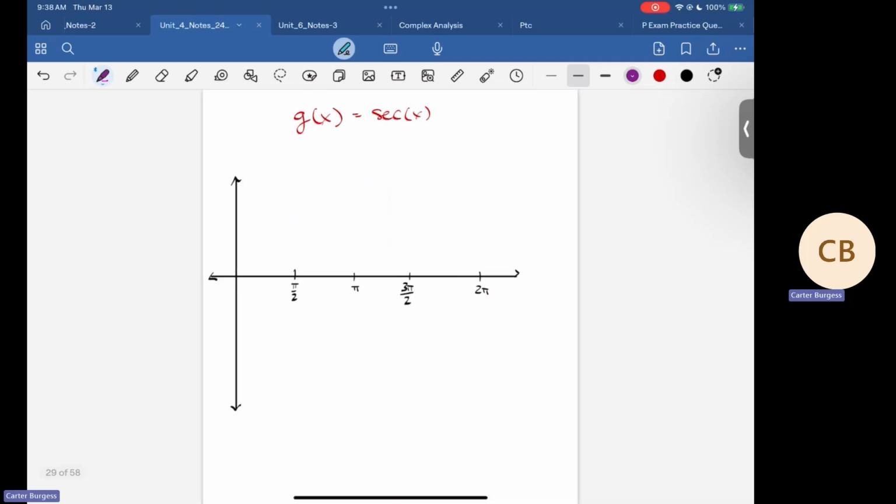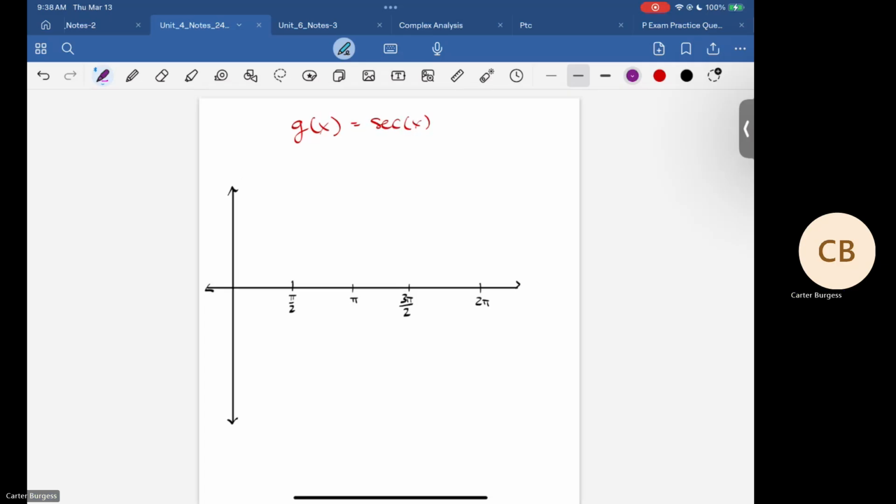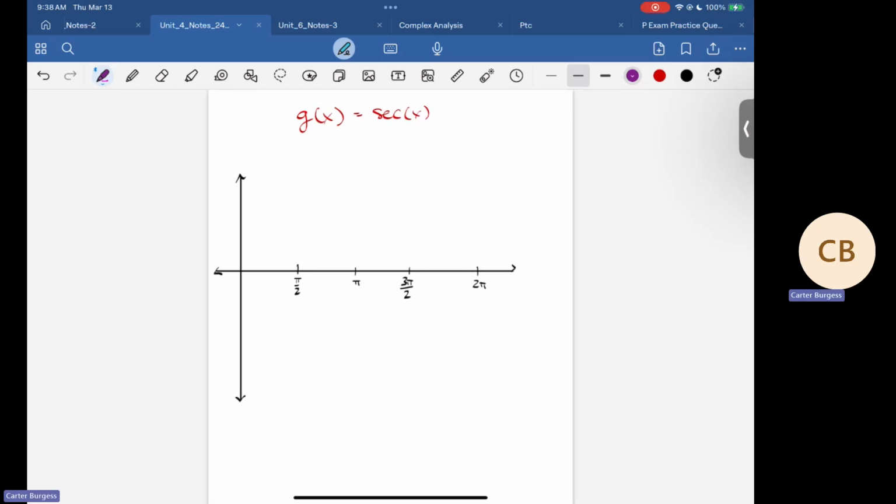Same thing for cosecant, or sorry, we just did cosecant. Same thing for secant. What is secant in terms of trig functions that we already know? Yeah, that's going to be 1 over cosine.